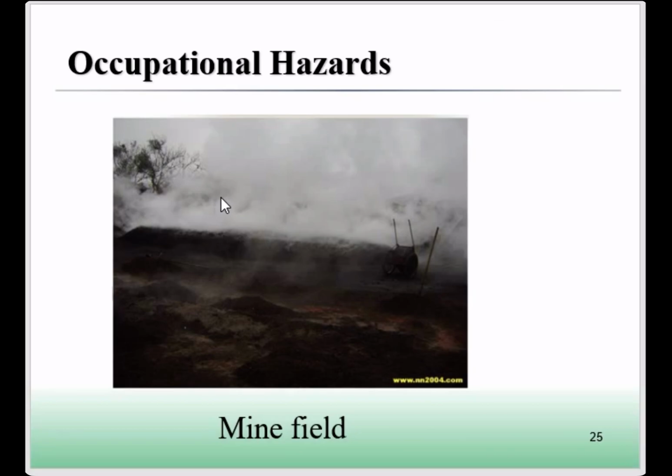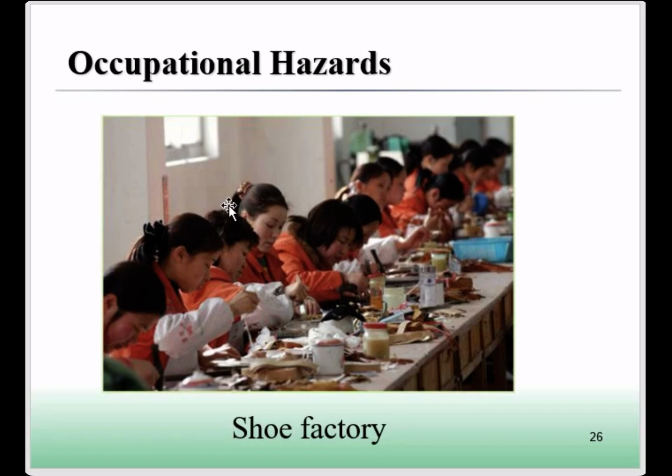And in the minefield, the dust has metal particles. And in the shoe factory, you will find different liquids, maybe benzene in the air, that the workers can breathe in. And you will see the workers are working without a mask and without gloves. So the skin and the breathing system are always exposed to different chemicals. That's the shoe factory you can find in Jinjiang.